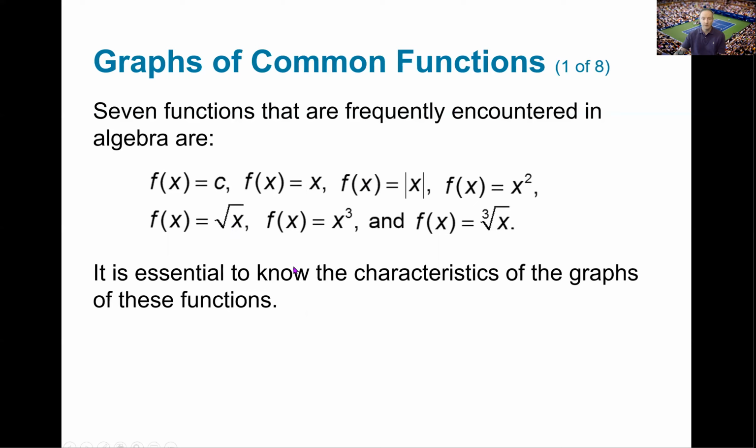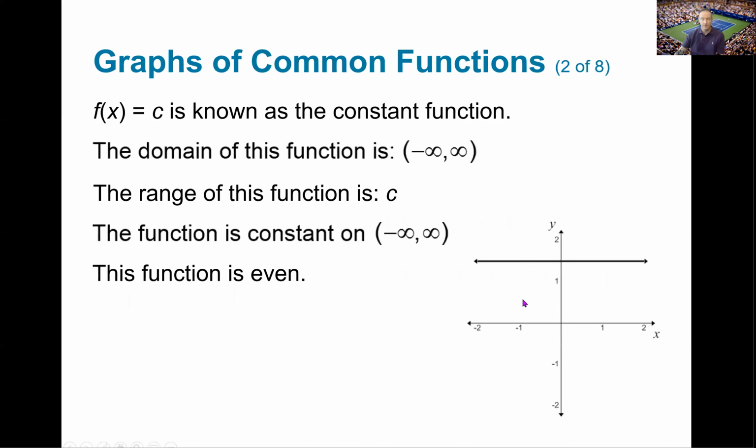x cubed, we should be familiar with that. I always think of it as it kind of looks like at least one part of an x, except it flattens out through the origin. We'll be talking about that. And then the cube root of x, it's just the inverse of x cubed. So instead of going up quickly, it's going to go up slowly. It kind of looks like the square root of x for positive values, but then it's also defined for negative values. We'll look at all of those graphs.